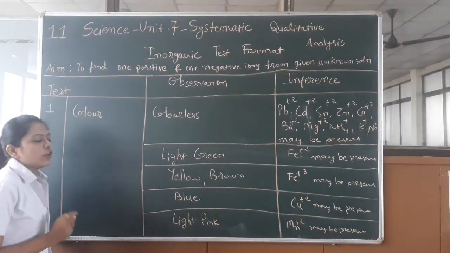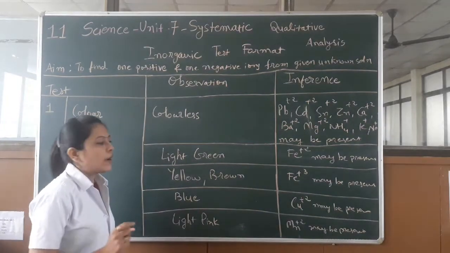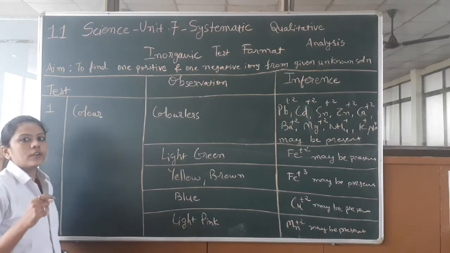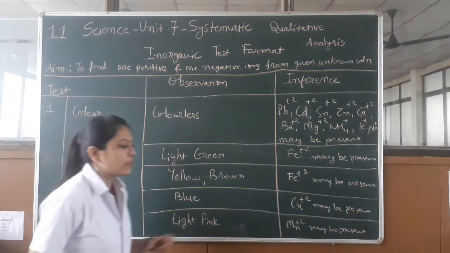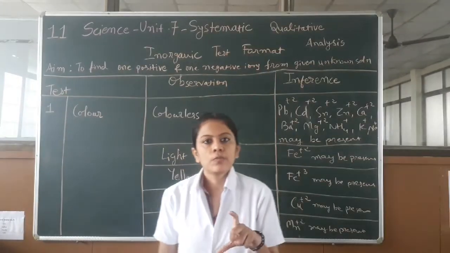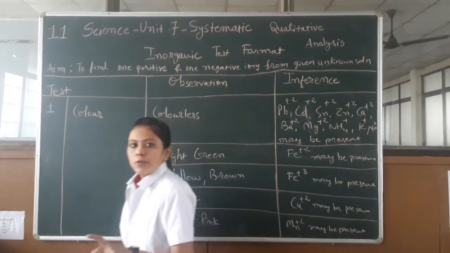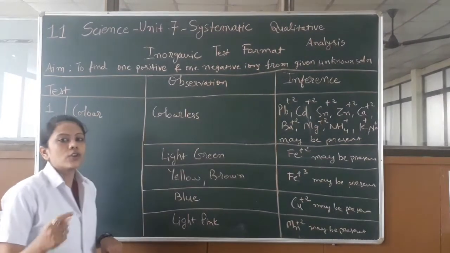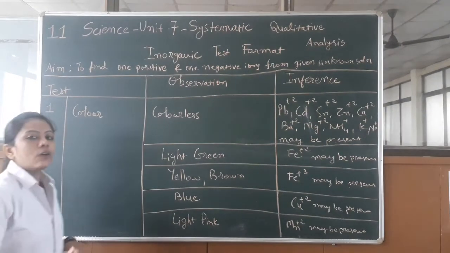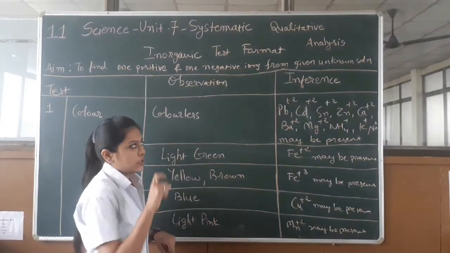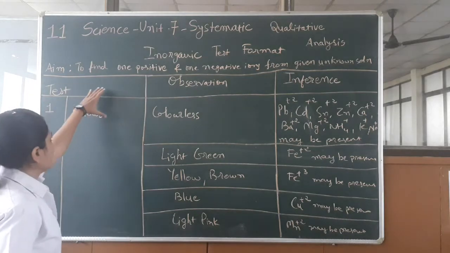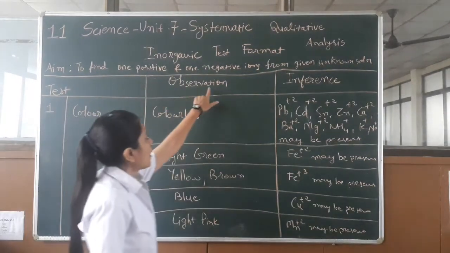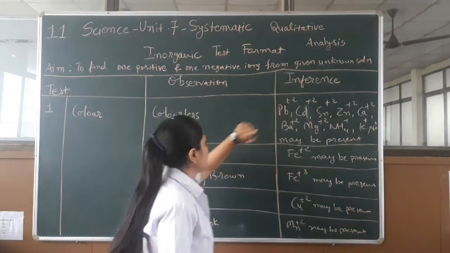So first of all you have to learn about this format, how to find out one positive one and one negative one. I will give you a solution in a test tube. From this test tube, you have to find out one positive and one negative. So first of all, let's learn how to find out one negative and positive. So you have to write in your notebook these 3 columns: test, observation and inference.